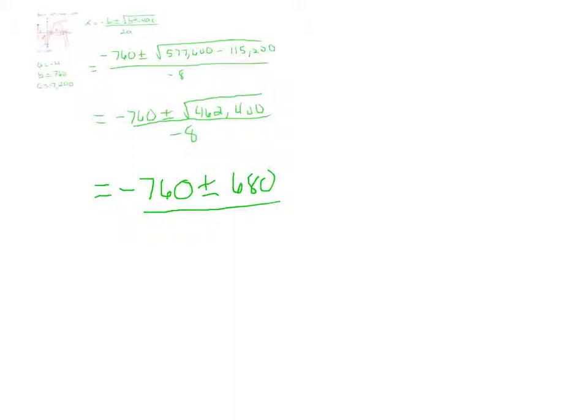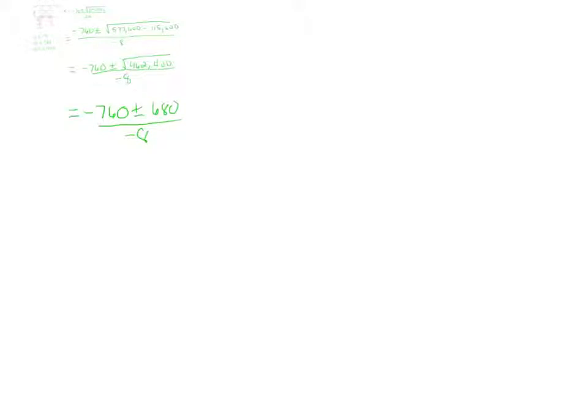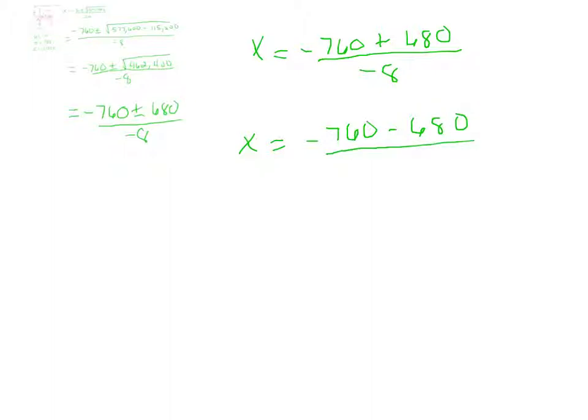All that divided by negative 8. So now we're going to get two solutions out of this. Our first solution, x, is going to be equal to negative 760 plus 680 divided by negative 8. And our other x value is going to be equal to negative 760 minus 680, all that divided by negative 8.